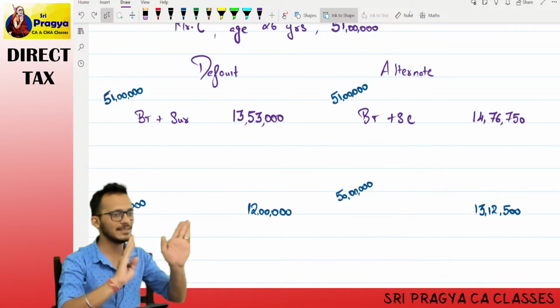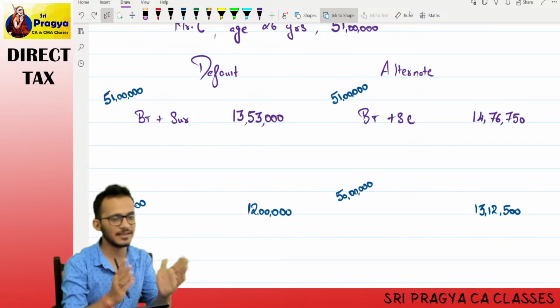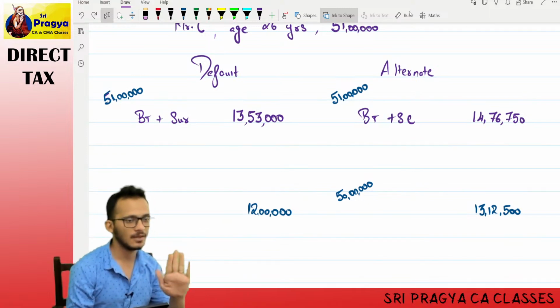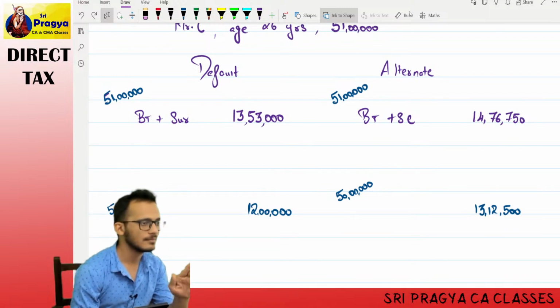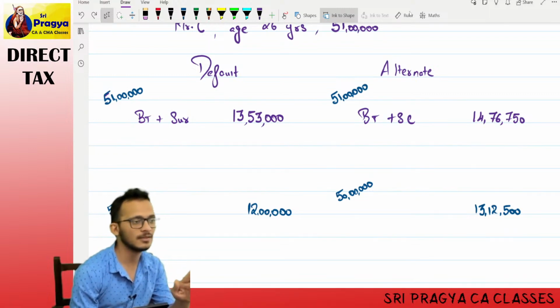You look at the left side separately, right side separately. Don't confuse, both are different regimes. Look at only one regime. Your 51 lakhs is giving you a tax of 13,53,000. Your 50 lakhs is giving you a tax of 12 lakhs. Do you see some problem? What is the problem?